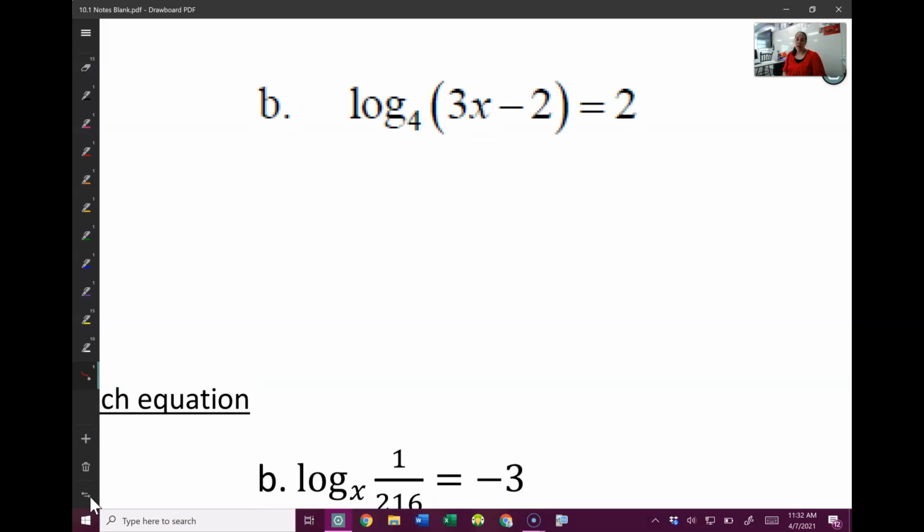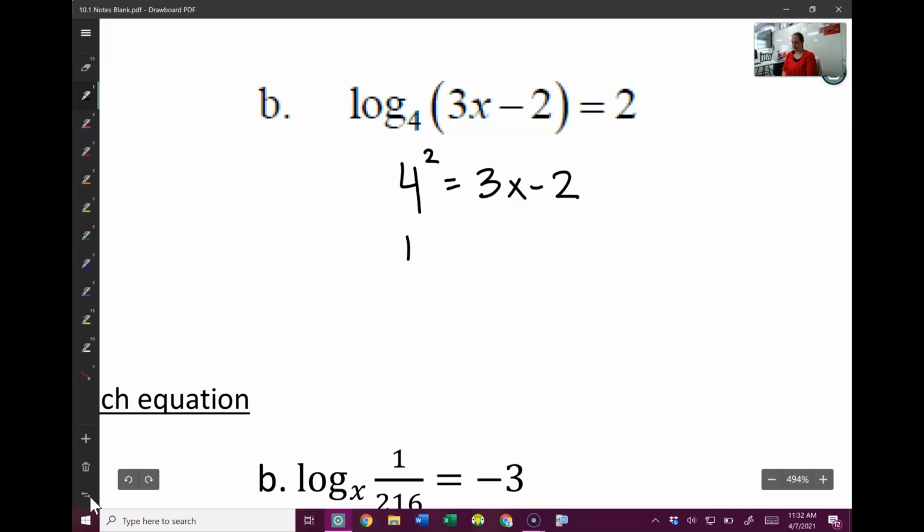Right now in log form, this is pretty gross to solve, and I can't really use any properties of logarithms to simplify it, so my best bet is to change it into exponential form and see if I can solve it from there. So we're going to change this into exponential. Base stays the same. The input and the output flip. We get 4 squared equals 3x minus 2.